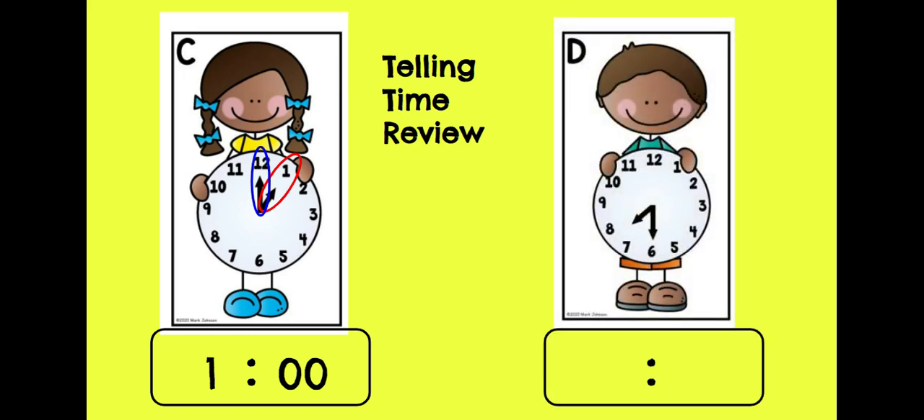Take a look at this clock. Remember, when reading time on a clock, you want to start with the hour hand first. It's pointing between the 7 and the 8. When the hour hand is in between two numbers, you want to go with the smaller number. So the hour is 7, and the minute hand is pointing towards the 6. So it's been 30 minutes. So the time is 7:30.